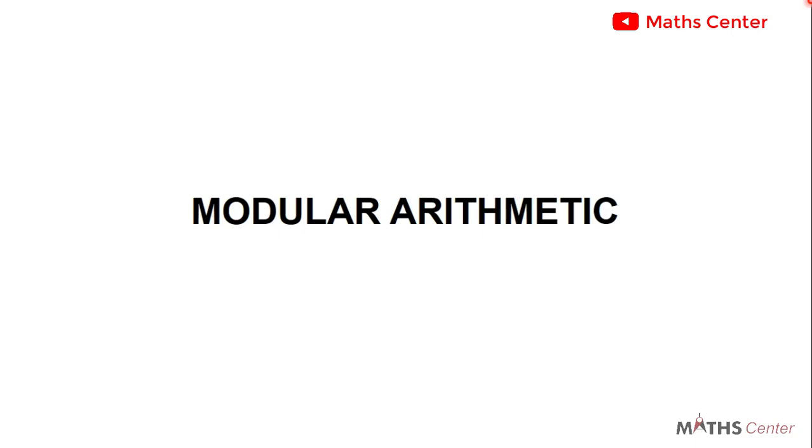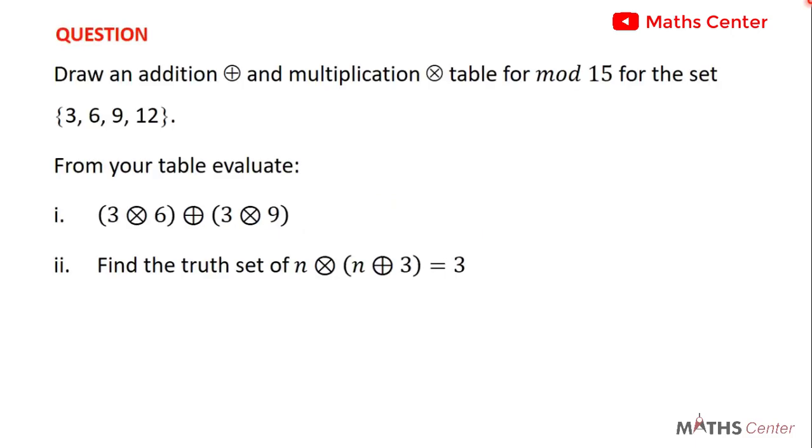The question for this video is: draw an addition and multiplication table for mod 15 for the set 3, 6, 9, 12. From your table, evaluate (i) (3 times 6) plus (3 times 9), (ii) find the truth set of n times (n plus 3) is equal to 3.